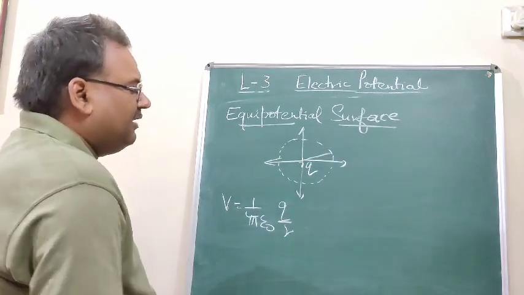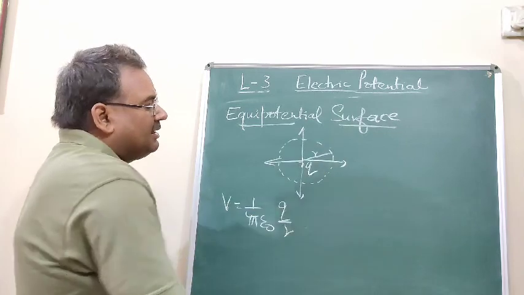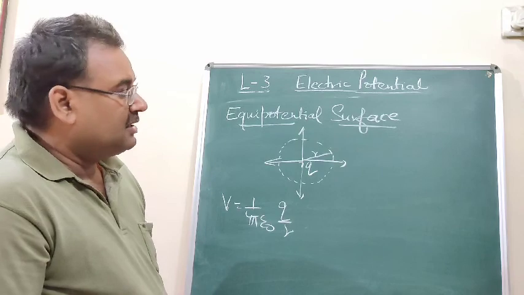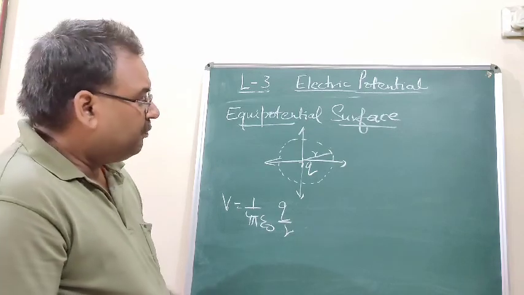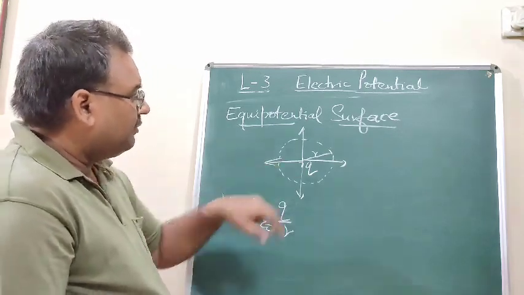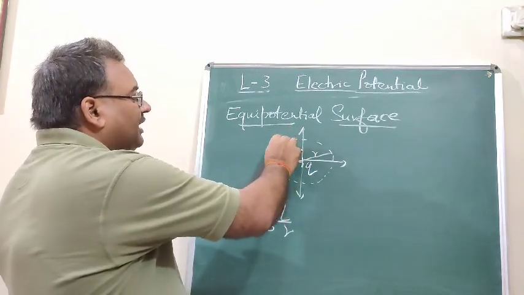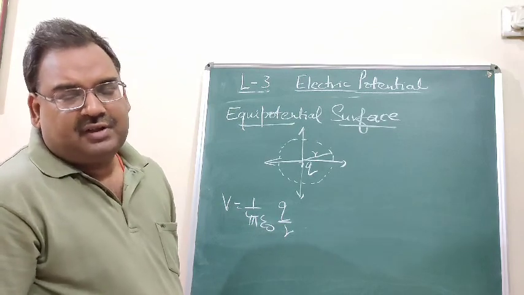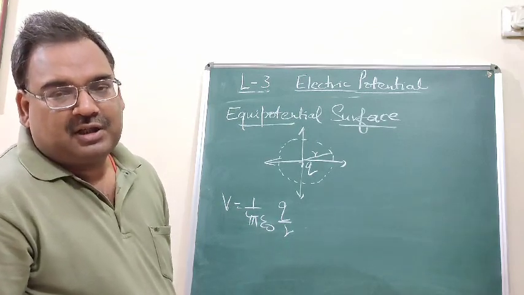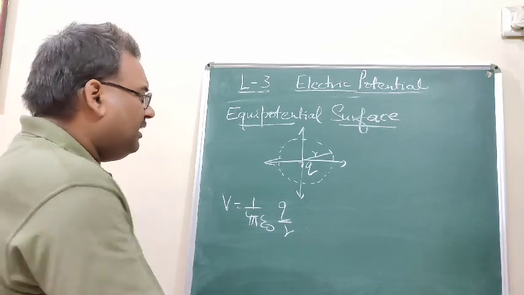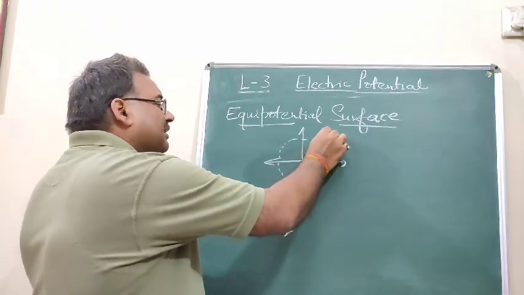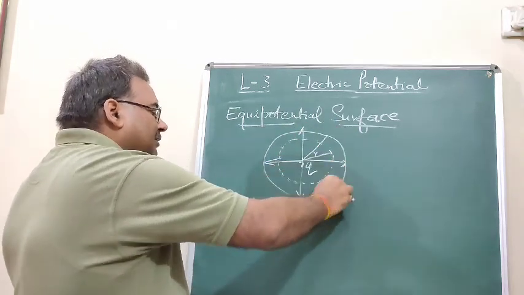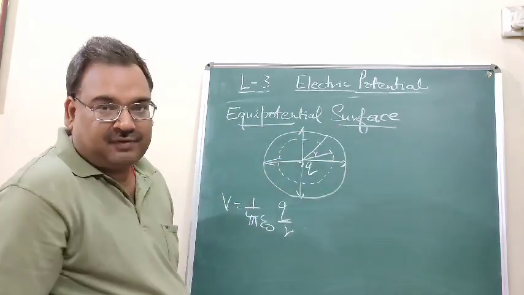So, we have drawn a sphere at a distance r from this point charge. What will happen? There is a sphere that is drawn. Now, according to the formula, all the points over this sphere will have the same potential. So, this sphere becomes an equipotential surface. Now, if we take another distance, then another sphere can be drawn, and this again becomes an equipotential surface.